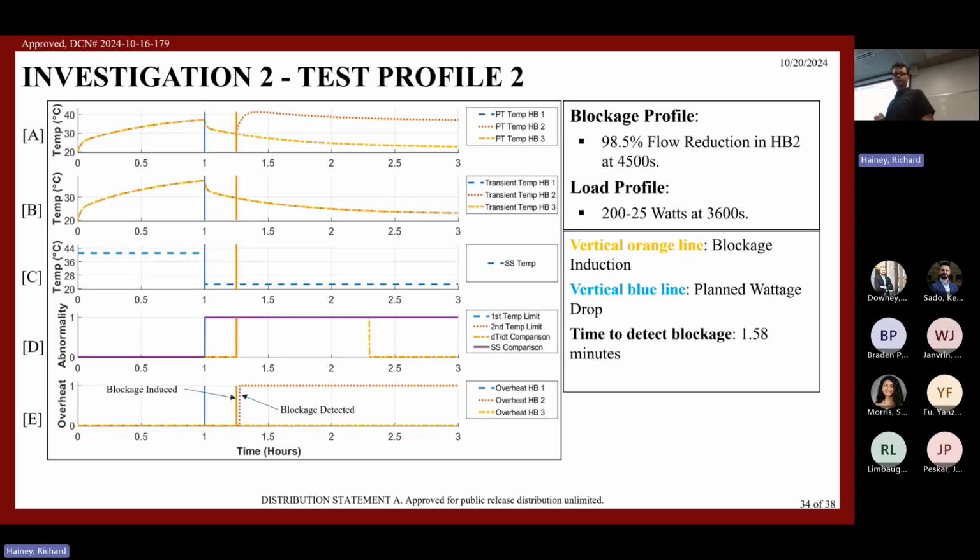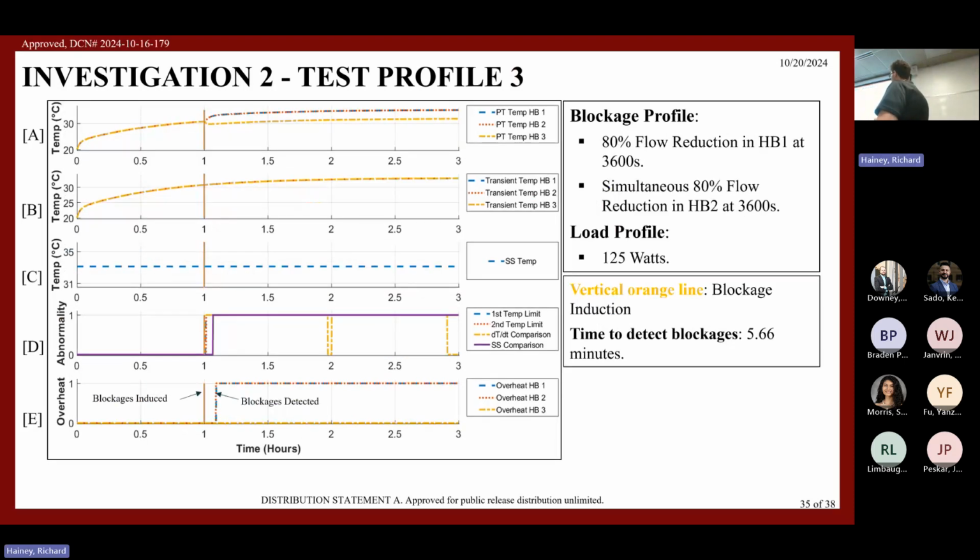And in the last scenario, you can see a similar situation where in each of the blocks you see that increase in temperature again, and the system can detect that increase in temperature by using all the checks that I've mentioned and send a warning to the operator, essentially saying that there is a blockage in this network.